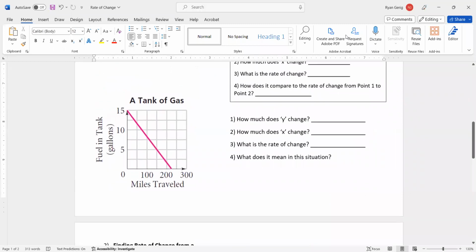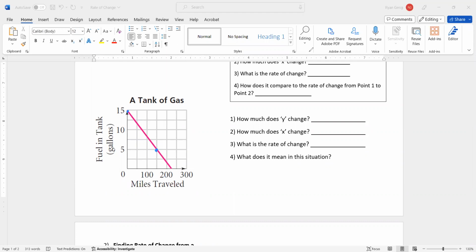Another graph, a tank of gas. A little different here because it's going downhill, right? As you drive, the amount of gas in your tank goes down. Before I do anything, I'm going to label some nice points. So the first one I'm going to label is right here. And the second one is going to be down here. I'm just going to do those two.